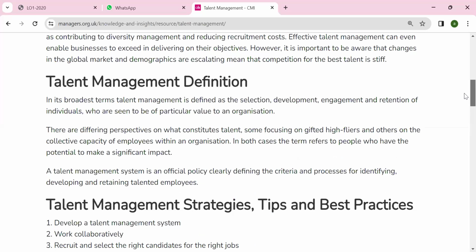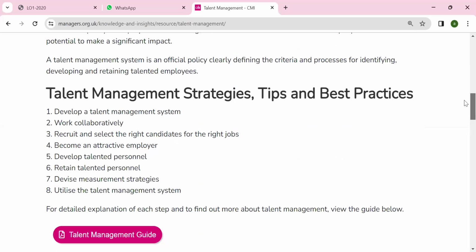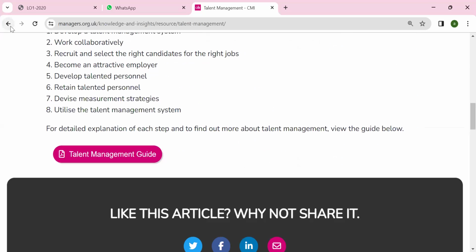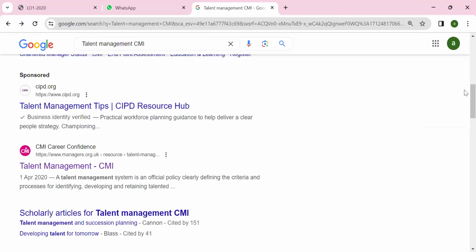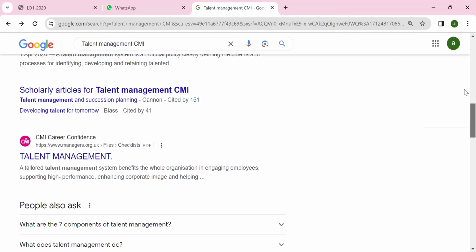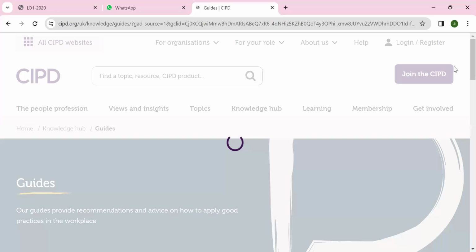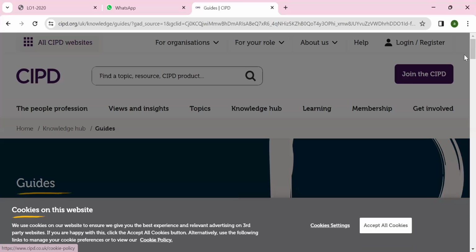Talent management definition, talent management strategy: develop the talent system, work collaboratively, recruit and select the candidates, become a more attractive employer, develop the talent personnel, retain the talent, devise the measurement strategy, utilize the talent. And you have a talent management guide. We have some according to the CMI article. We have CIPD, Chartered Management Institute. So that is also about talent management.